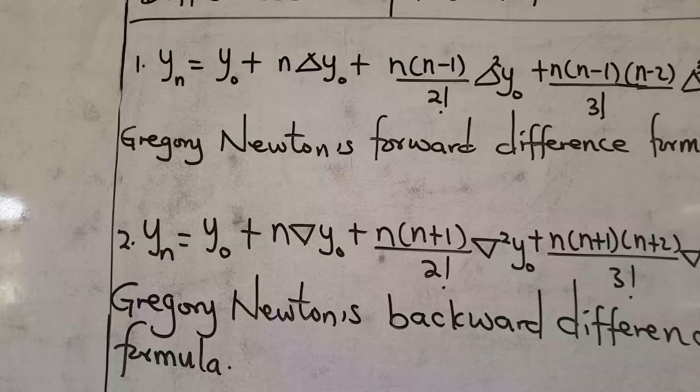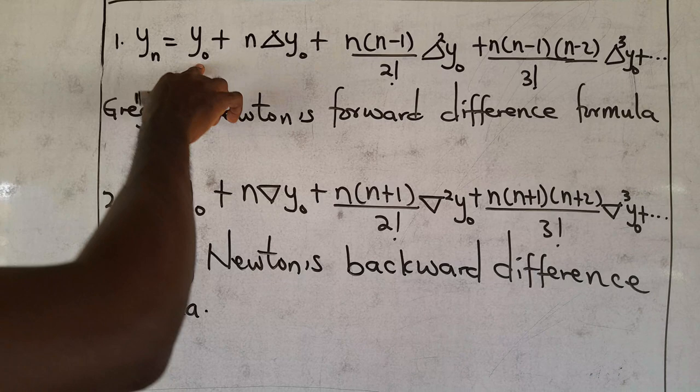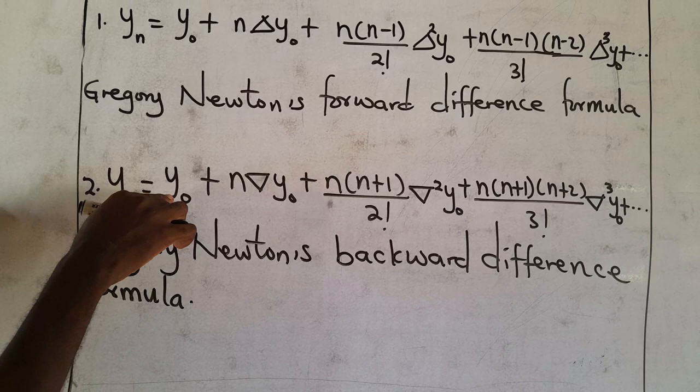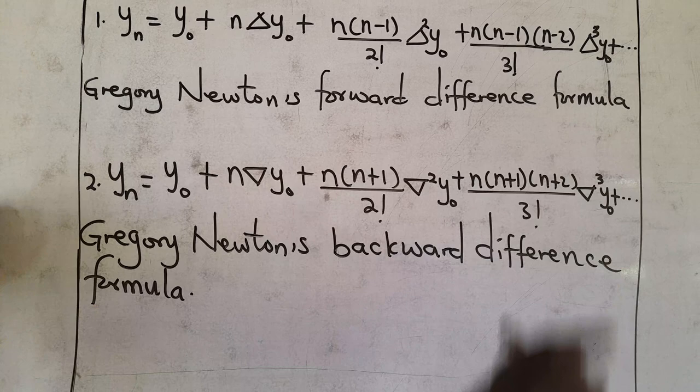In that video, I told you how we can get our y naught, delta y naught, delta square y naught, and delta cube y naught, in that order. In that way, I showed you how we can get our y naught, nabla y naught, nabla square y naught, and nabla cube y naught. However, how do we find the n?